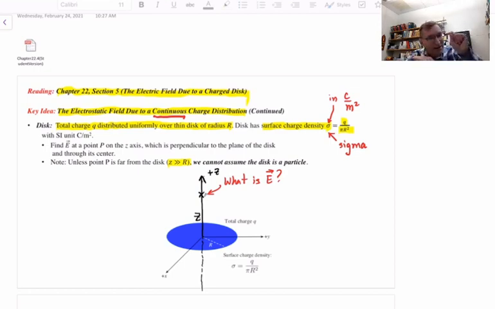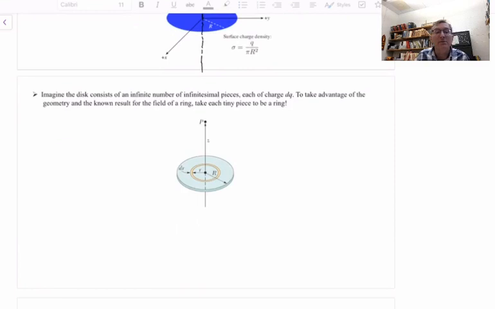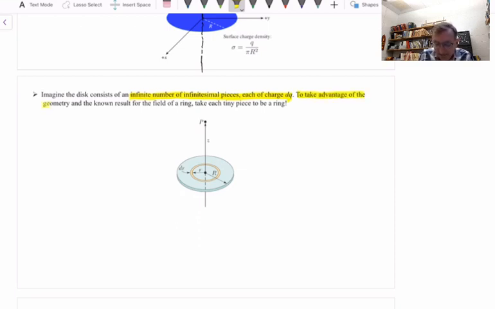Now, usually the little piece you're talking about is just a little point particle. But not always. And I'm going to show you right now with this case what that dE is going to be looking like. So here's the first step. We have to imagine dividing the disk up into little pieces. But what we're going to do here is break it up into an infinite number of infinitesimal pieces, each of charge dq, and to take advantage of the geometry of the disk and the known result for the electric field of a ring.